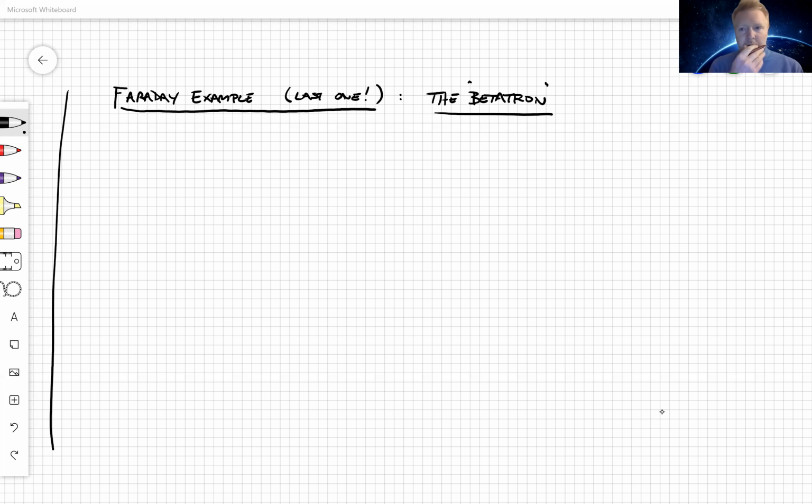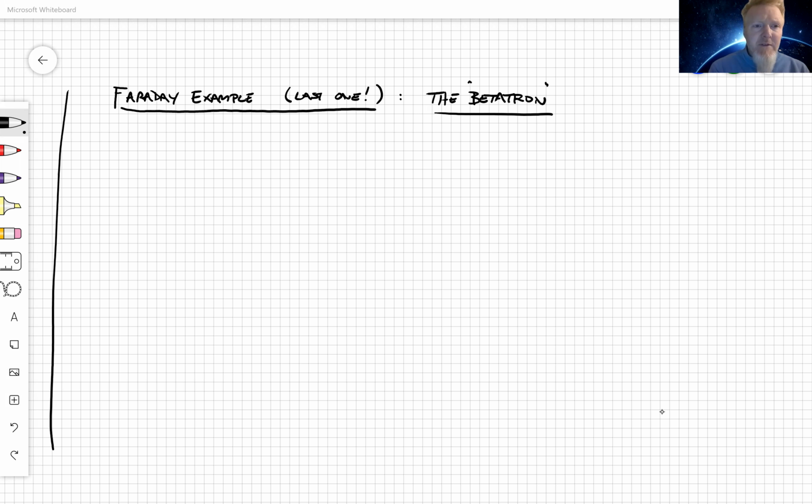So what I want to do this example for is to show you that we've been talking about Faraday's law as existing with loops of wire and the voltages that are induced in the loops of wire. So what I want to do this time is to talk about a magnetic field here.